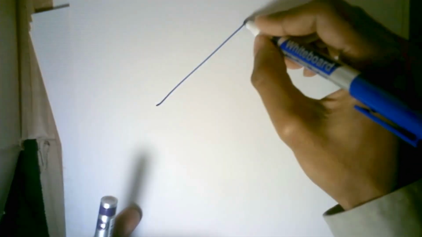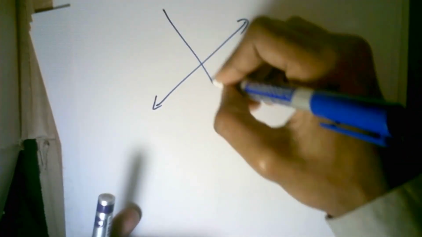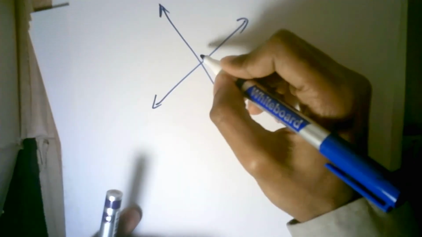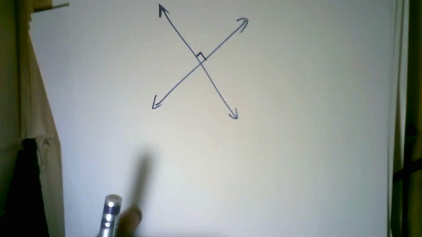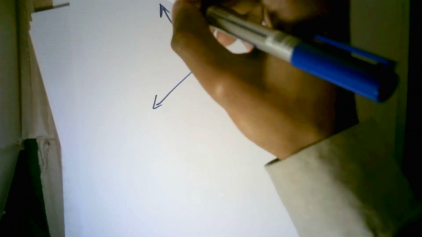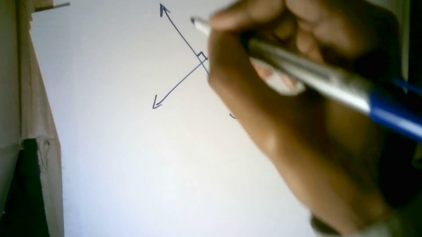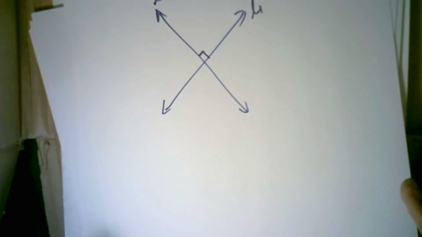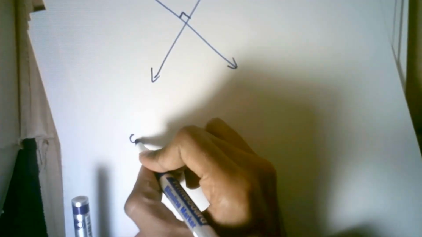Now, what if lines are perpendicular? So let's say I have one line and it crosses another line, right? If it intersects with the other line at 90 degrees, these two lines are perpendicular to each other. So we say that line 1 is perpendicular to line 2.